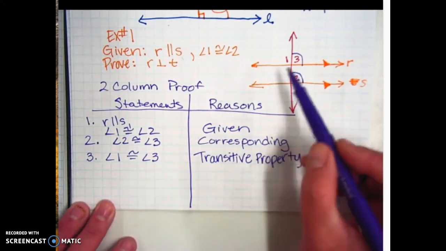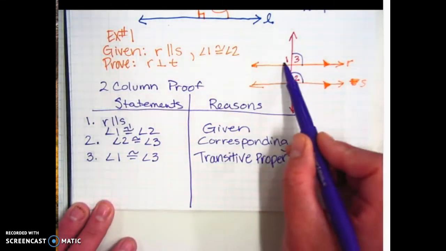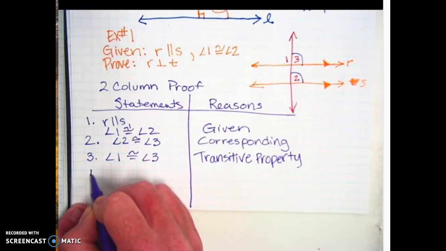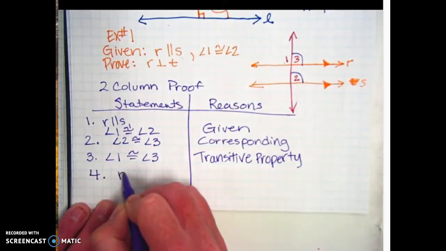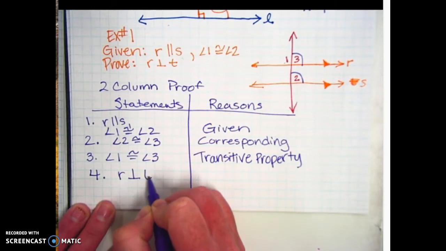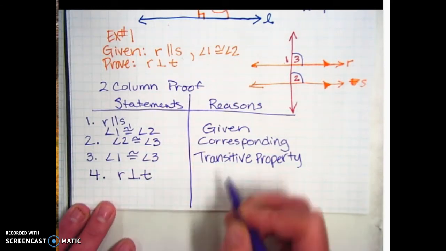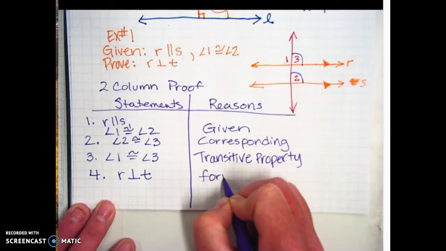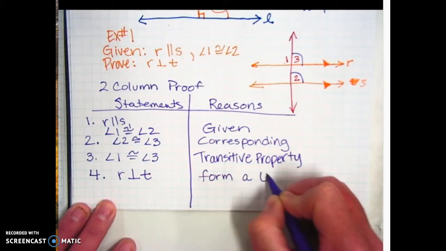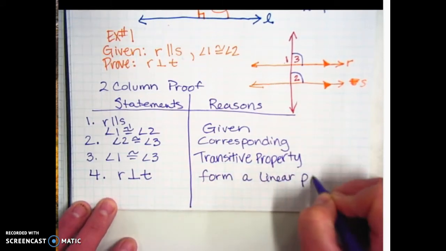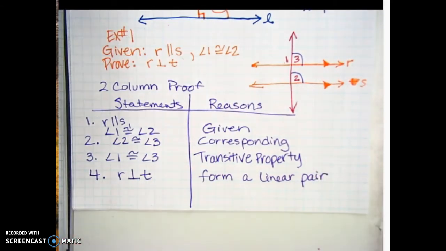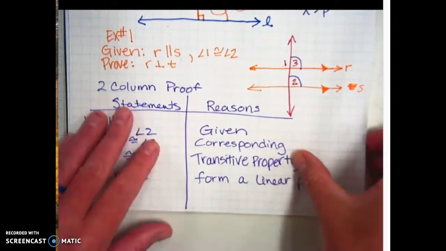Okay, so if angle 1 is congruent to angle 3, then they must be perpendicular, which is our fourth statement. R is perpendicular to T because they form a linear pair. They're congruent to each other, they're going to form a linear pair, and they are also 90 degrees. Okay, I'm going to move this up. If you're still writing, you'll see it in just a second.